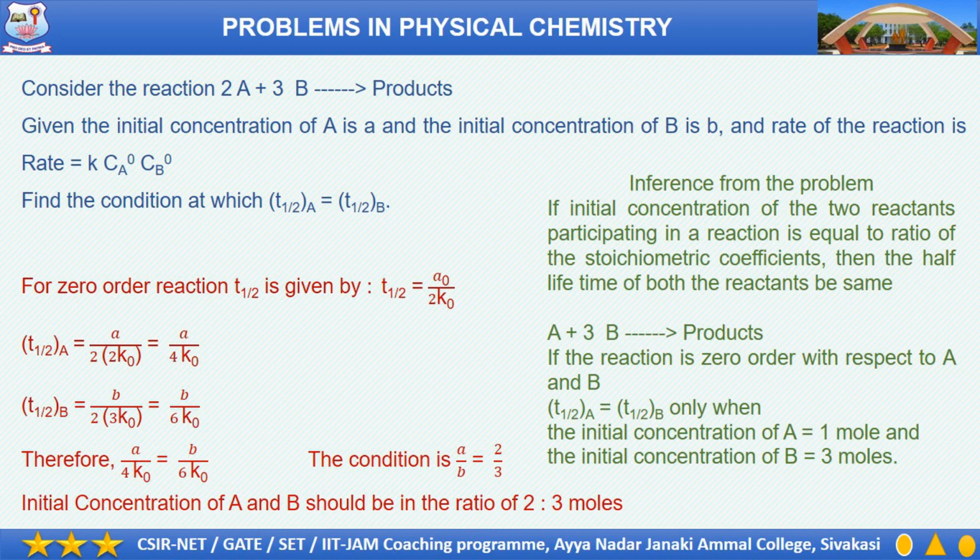Hereafter, you need not work this out. What would be the time taken for this one? If they ask that, immediately you will tell, for first order, their concentration should be in this ratio. Now let us assume A plus 3B giving product. This is a zero order and this is a zero order. When will the half-life of A be equal to the half-life of B? If the initial concentration of A is taken as 1 mole, and B in the ratio 3, then only it would be equivalent. Otherwise, it is not equivalent.